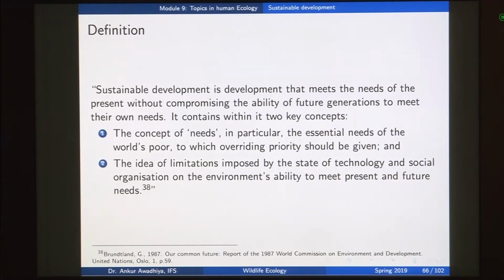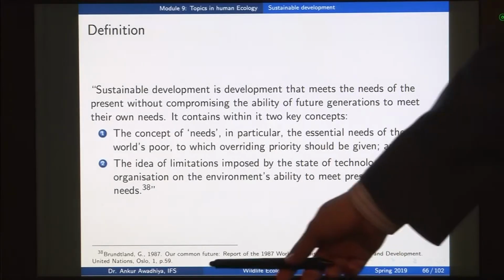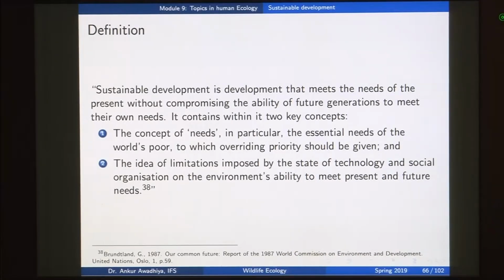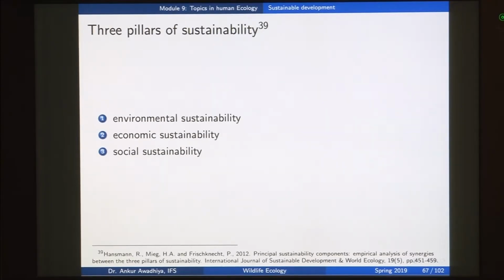Now, this is the definition that was given by the Brundtland Commission, and the report is called Our Common Future, and this is a very worthwhile document to read. Now, when we are talking about sustainability, or sustainable development, there are three pillars that we need to take care of.